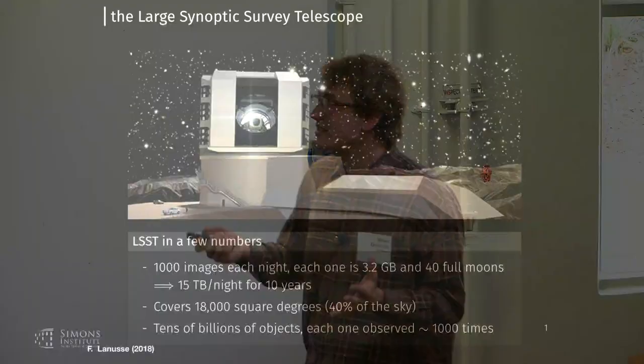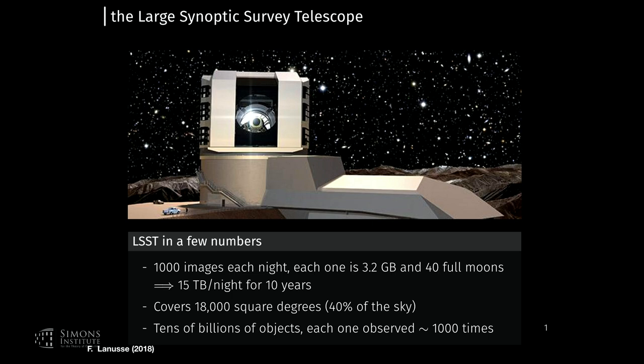This is a totally unprecedented instrument. It's being built right now out in the mountains in Chile, in the Andes. It's going to take about 1,000 images each night. Each one is going to be 3.2 gigabytes and the size of 40 full moons. And it's going to produce 15 terabytes of data every night for 10 years. It's going to cover about 40% of the sky, and it's going to discover tens of billions of objects, and it's going to observe each one about 1,000 times.